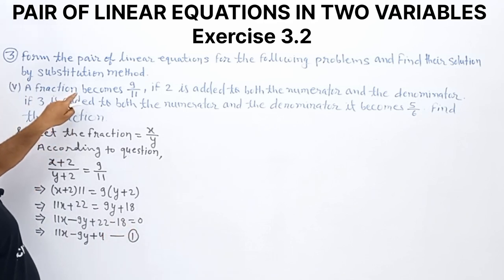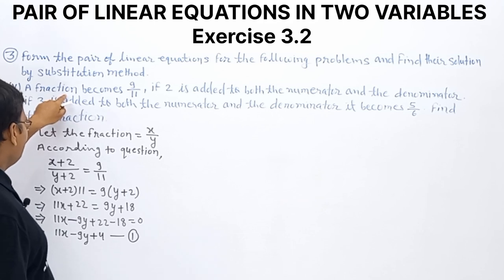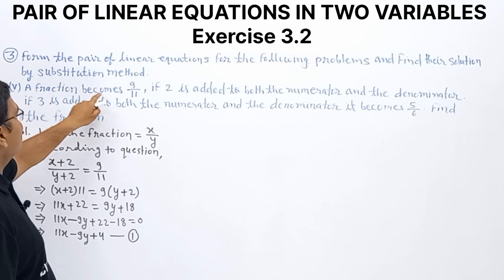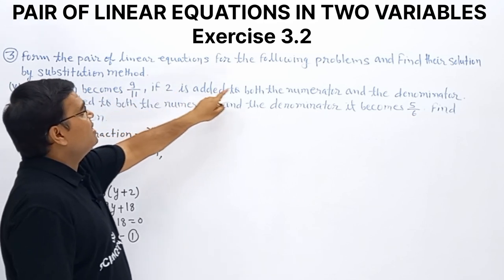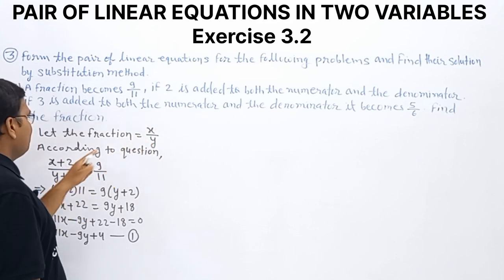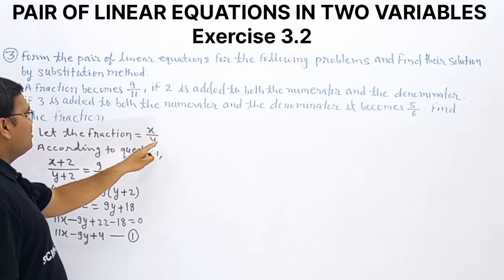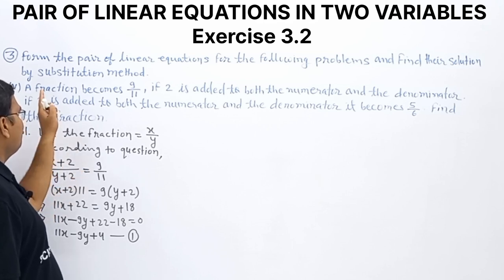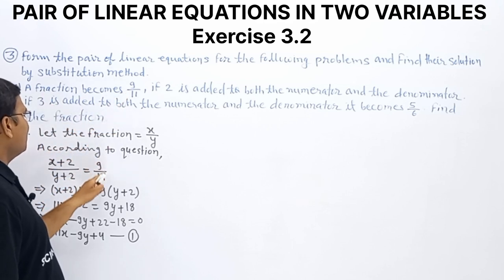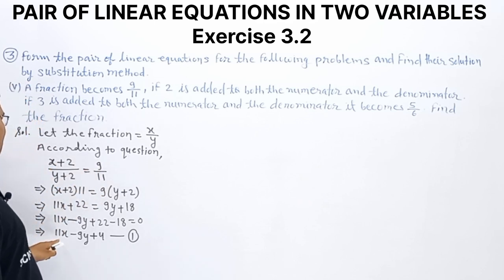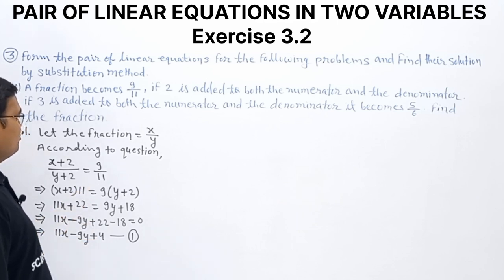From the first sentence, we obtain a linear equation in two variables. A fraction becomes 9 upon 11 if 2 is added to both the numerator and denominator. We assumed the fraction x upon y, and we are adding 2 to numerator and denominator, so (x plus 2) divided by (y plus 2) becomes 9 upon 11. By cross multiplication, we get a linear equation in two variables: 11x minus 9y plus 4.